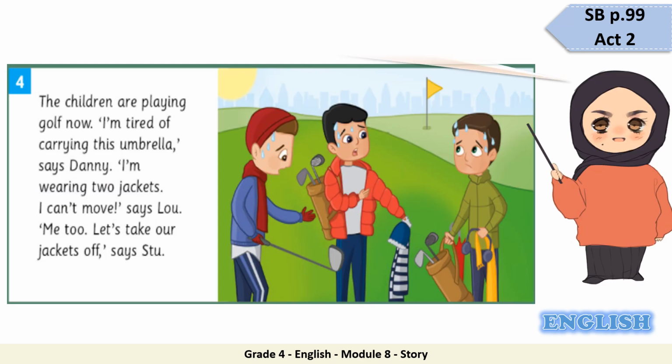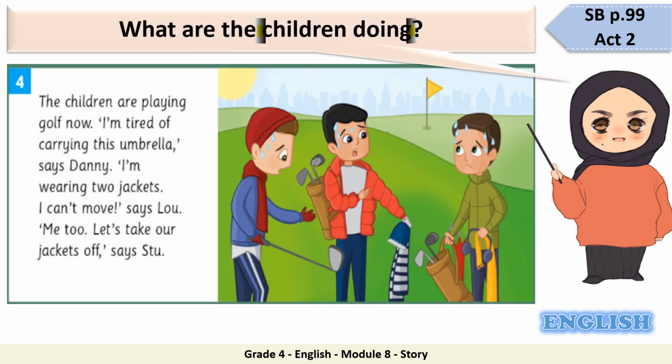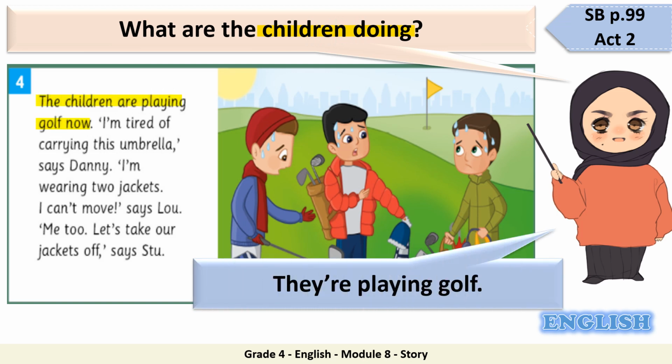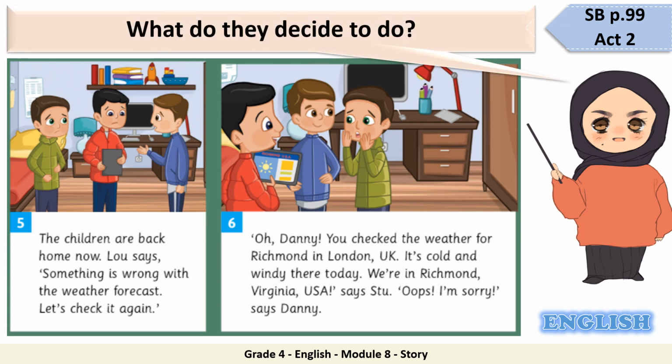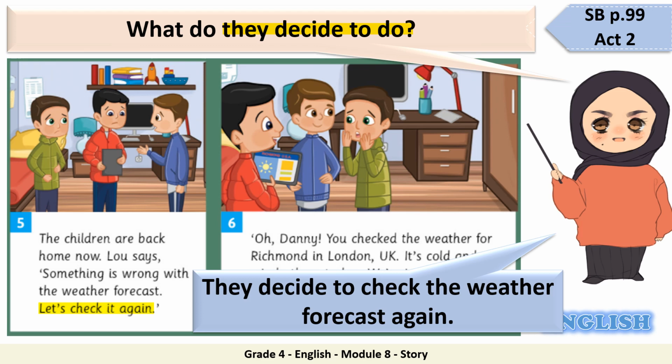Frame number 4. What are the children doing? Frame number 5. What do they decide to do? And the keywords here are they decide to do. So let's go through the lines to find the answer. Great job! They decide to check the weather forecast again.